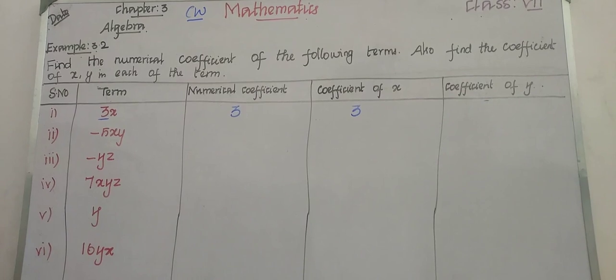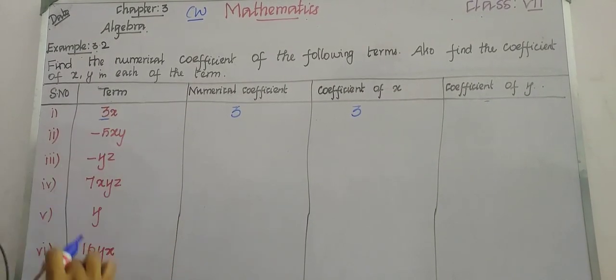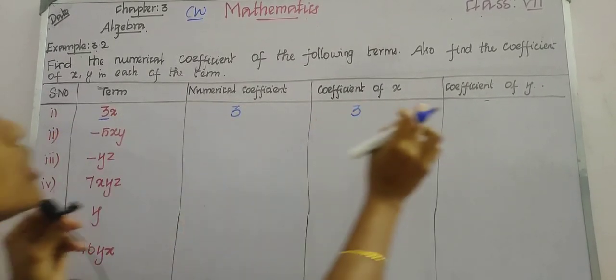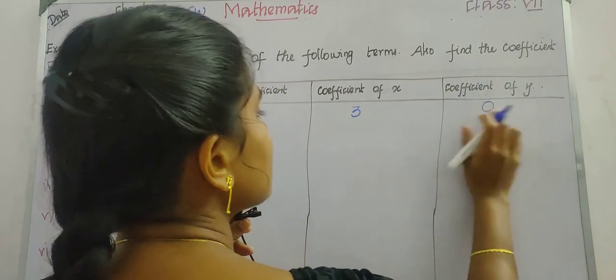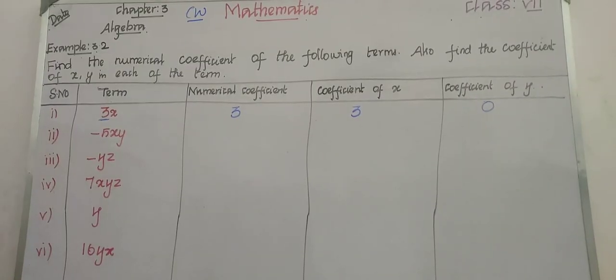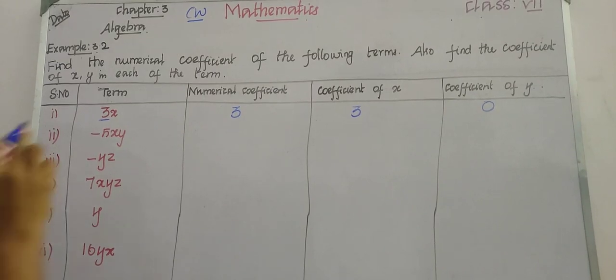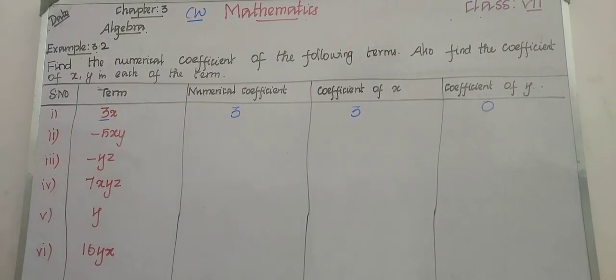And then coefficient of y. Is the y variable here or not? No, right? So there is no coefficient of y, so we can put 0, or else we can write not possible. We can put simply 0. That's enough. Is it clear, children? Numerical coefficient means simply the number in that expression. Coefficient of x means just leaving x, the remaining numbers and variables are called coefficient of x.